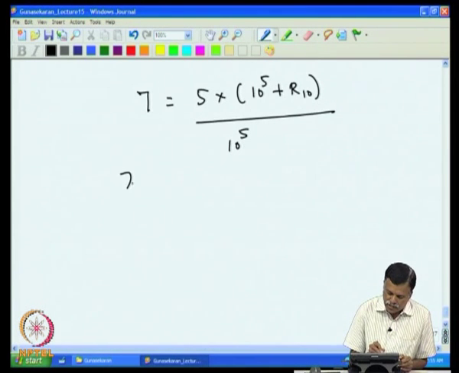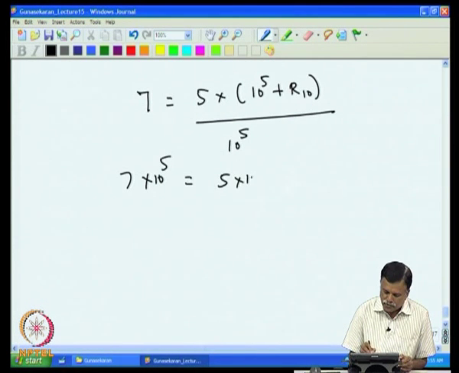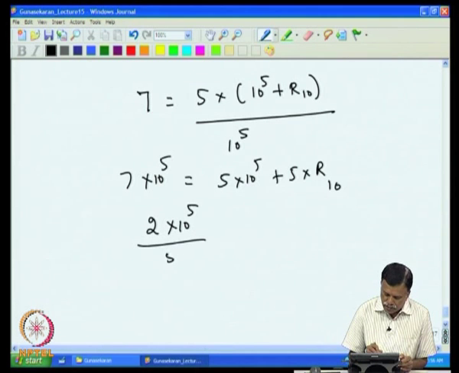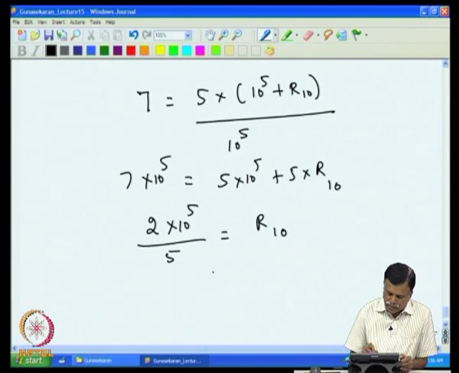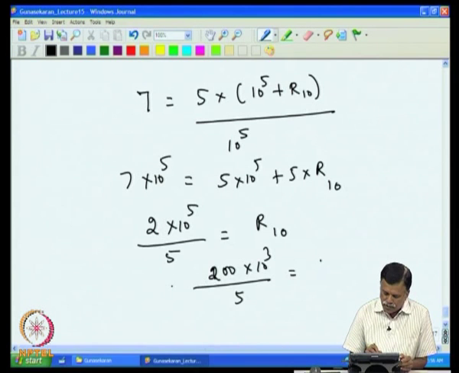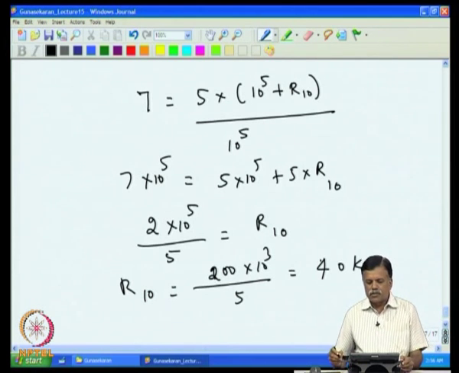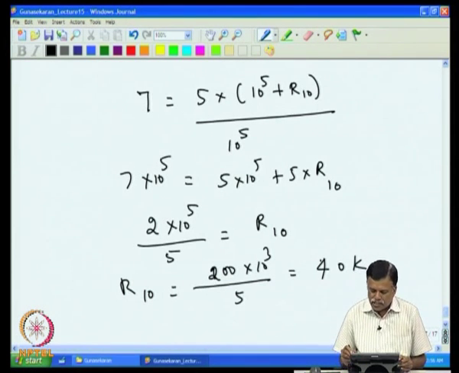So, that comes 7 into 10 power 5, that actually becomes 5 into 10 power 5 plus 5 into R10. Subtracting, 2 into 10 power 5 divided by 5 will become R10. That comes, you have 100k here, 200k, 200 into 10 power 3 divided by 5, that is R10, equal to 40k. So, if I assume R1 as 100k, then R10 comes as 40k.